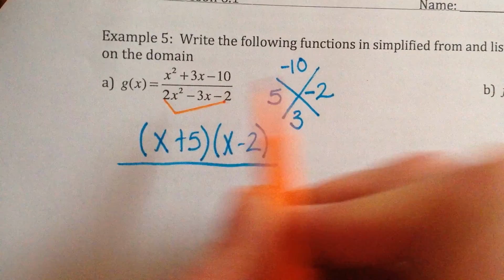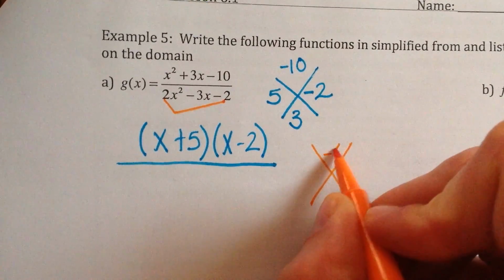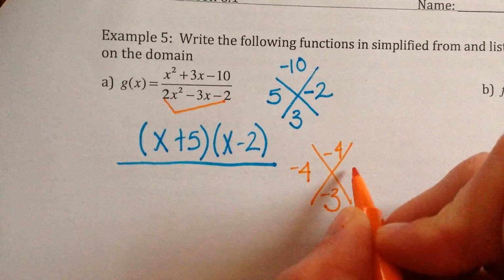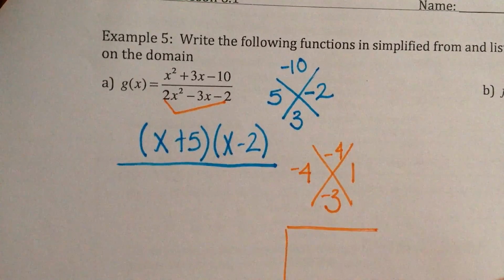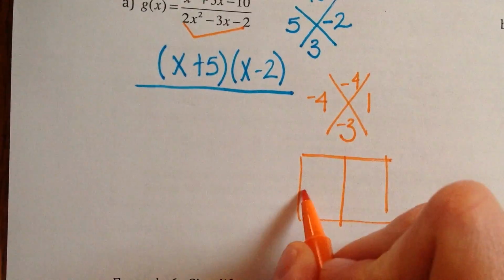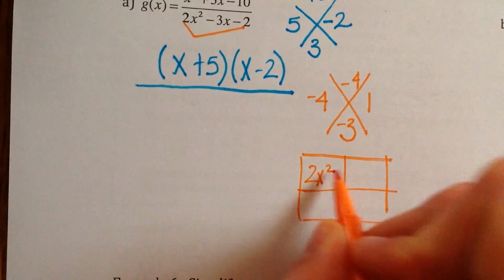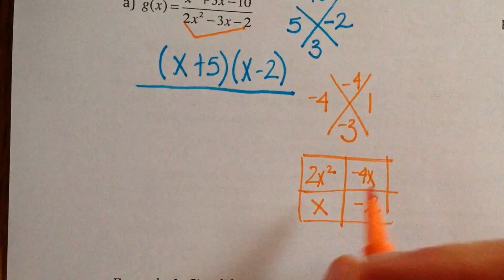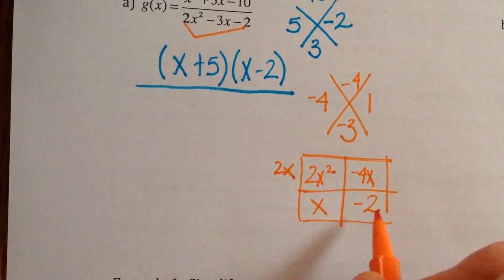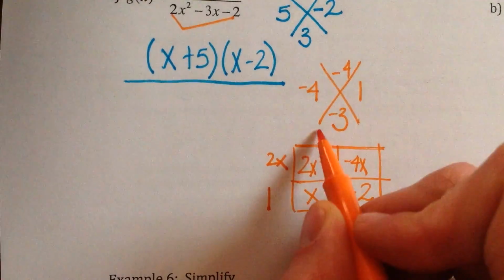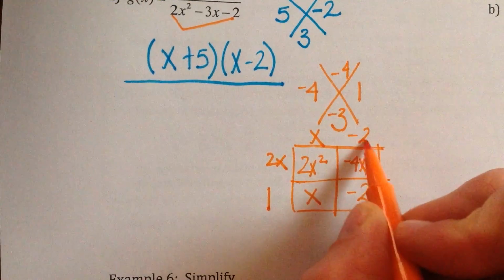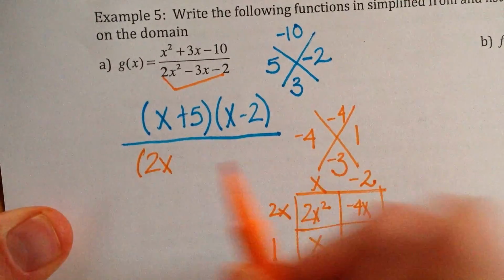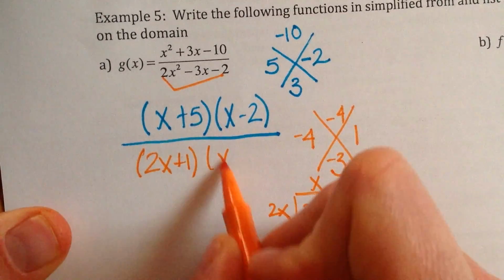So I have to multiply first. 2 times -2 would be -4. That sums up to give me -3. I'd be looking at -4 and +1. Then I go to my box. I have 2x squared. I have -4x. I have a positive x. And I have a -2. GCFs, 2x. GCFs, 1. GCF, x. GCF, -2. So this factors into 2x plus 1 and x minus 2.